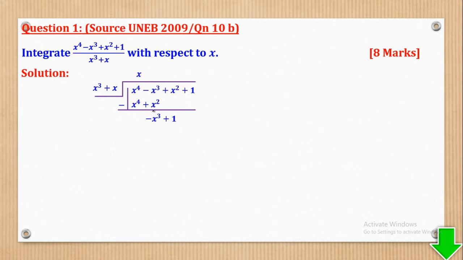Then you still do the same. Highest degree is this, and here highest degree is this. So this divided by this, you come up with negative 1. Then negative 1 multiplied by the whole of this divisor, you'll come up with that. After that, we are going to do some subtraction. When I subtract, I'll come up with that, because this cancels. Then here 0 minus x gives you positive x. Then 1 minus 0 gives you positive 1.